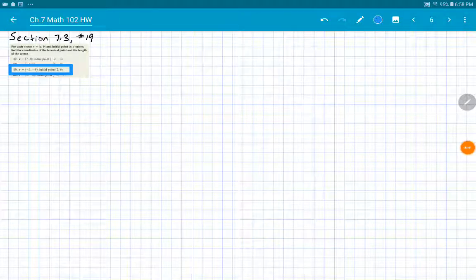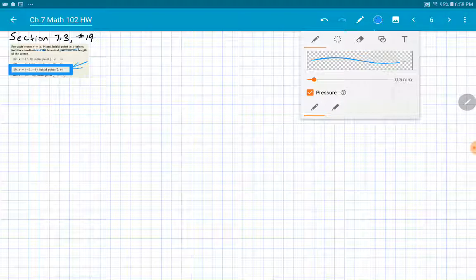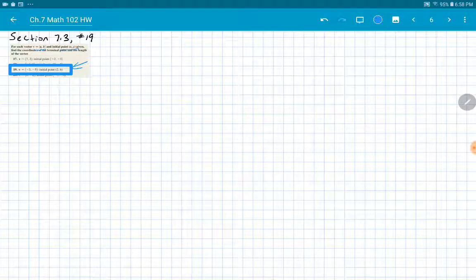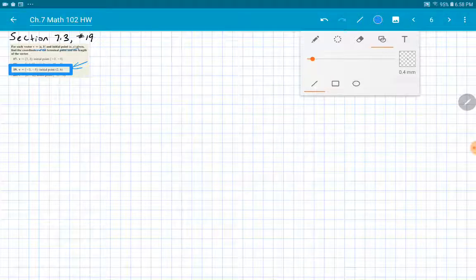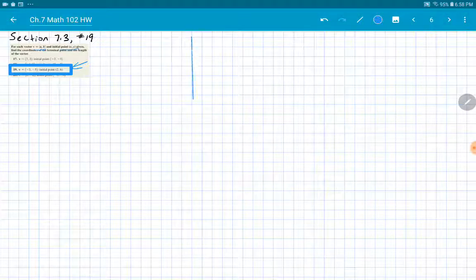In this problem, we are going to look at number 19, and for the vector that's given in the initial point, we're going to find the coordinates of the terminal point and the length of the vector. So let's look at what this looks like visually. You don't necessarily have to draw it to do this problem, but I just want to get an idea of what this looks like.